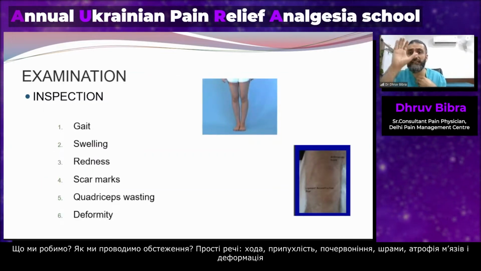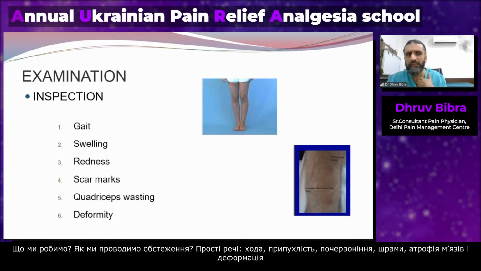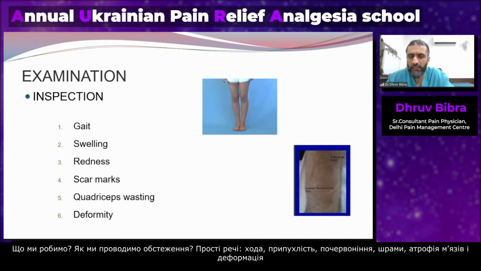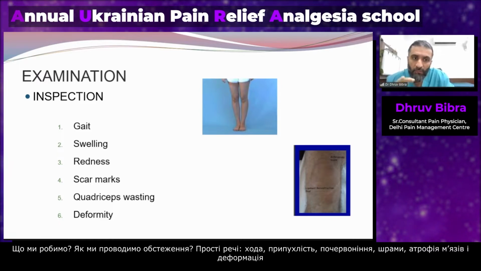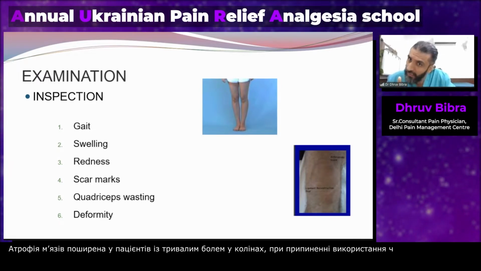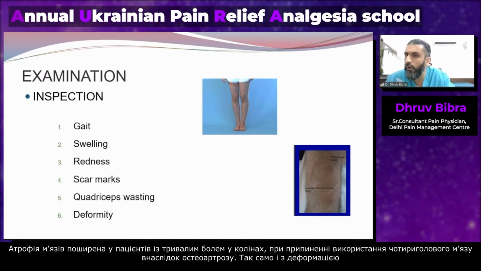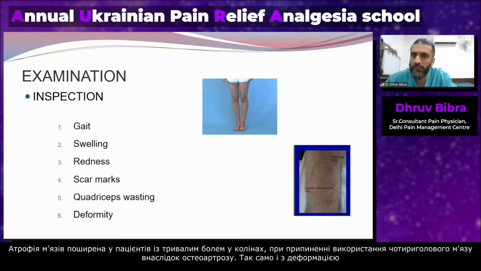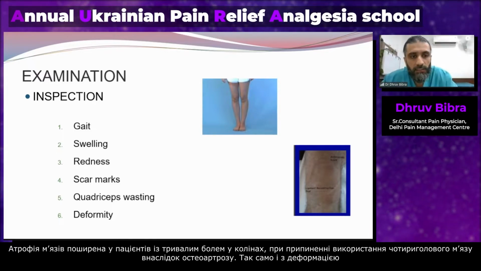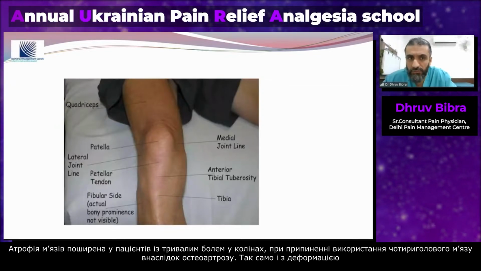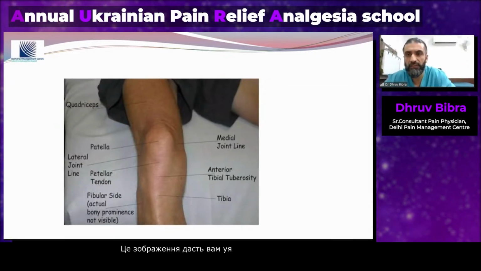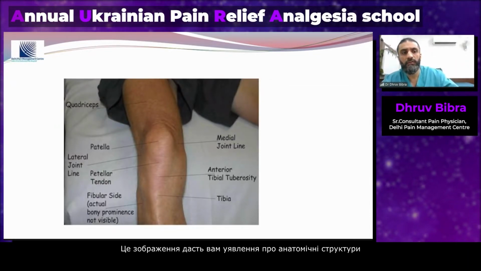Firstly, this is how we examine it. Simple things like gait, swelling, redness, scar, muscle wasting, and deformity. Muscle wasting can be there most commonly in patients with long-standing knee pain who have just stopped using their quadriceps, seen in osteoarthritis, and deformity is also seen. This diagram will give you an idea about the structural anatomy of this.